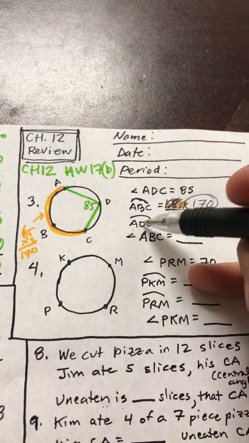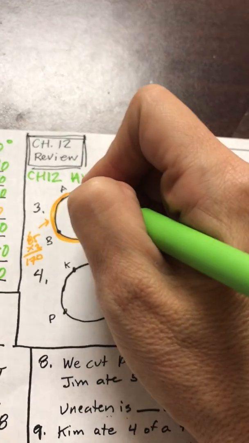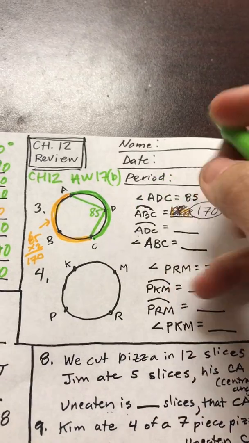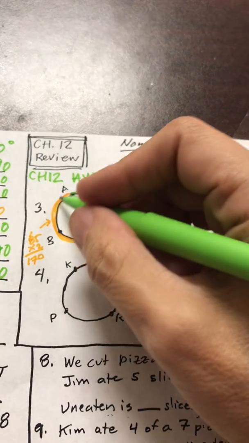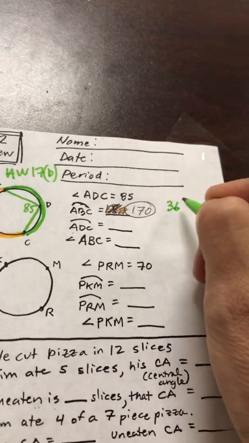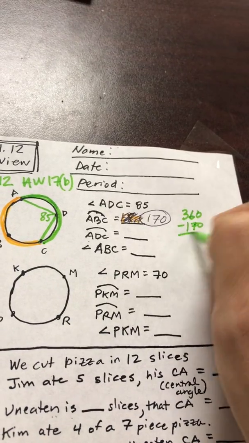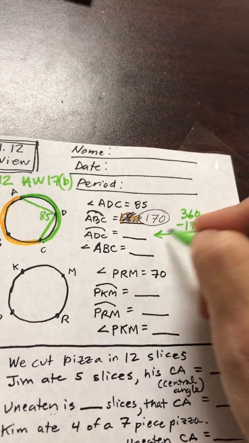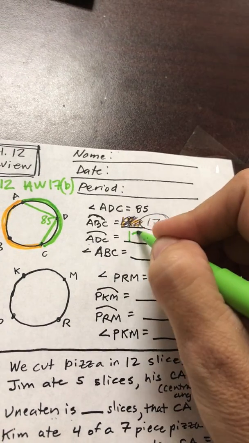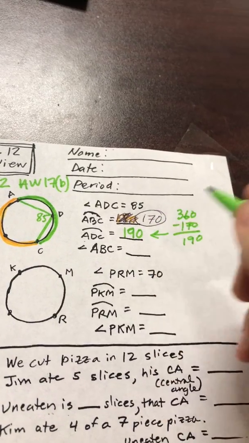Now let's see ADC. So this arc. Interesting. We do know that arc because we know the yellow arc and the green arc add up to the whole perimeter, or the whole circumference. So 360 minus 170 has to equal this arc left over. Okay, so 190. And double check, when I add them together, I get 360, so I'm good to go.